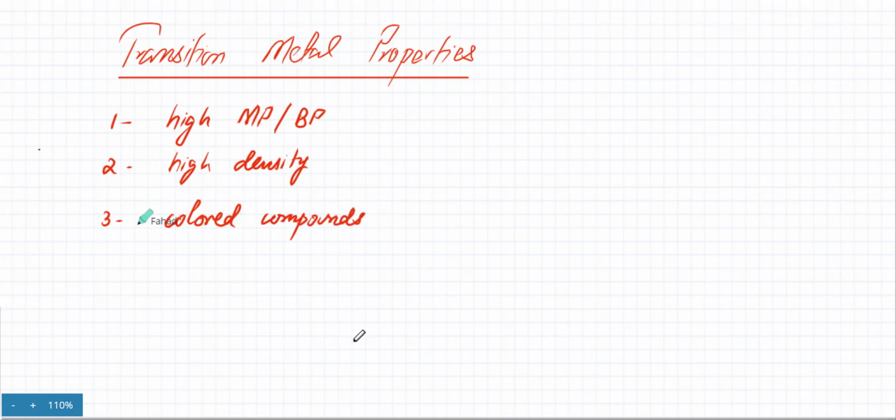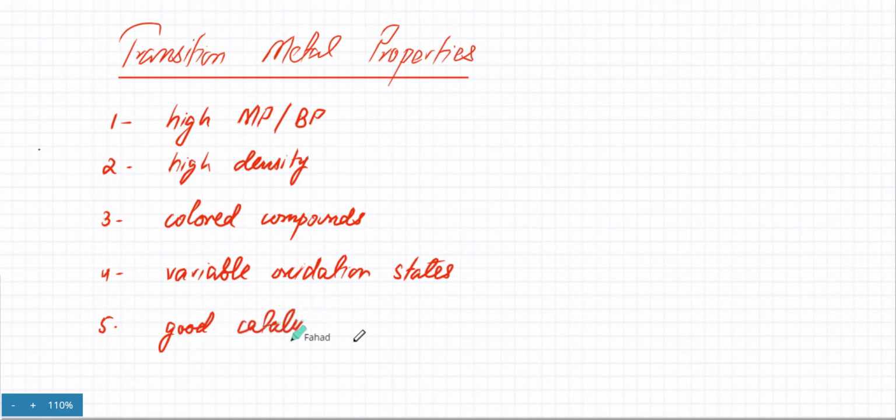Then there was another one, which was number four. You had that they had variable oxidation states or variable charges. So, for example, iron is 2 plus. Iron could also be 3 plus. And then you had number five, which is that they were good catalysts as well.